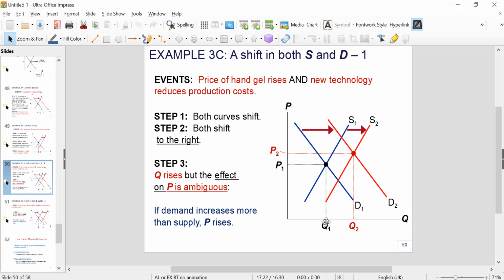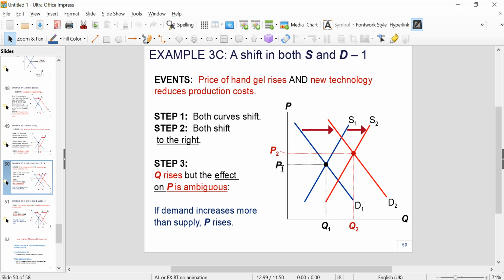We certainly know that there will be a new higher quantity because supply and demand are both shifting to the right. Depending on how much the demand shifted or supply shifted to the right, the direction of prices might change. So in this case, demand is shifting by a higher amount compared to supply. As a result, the price is rising.